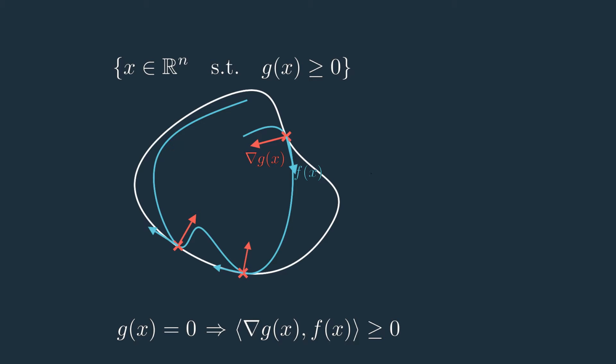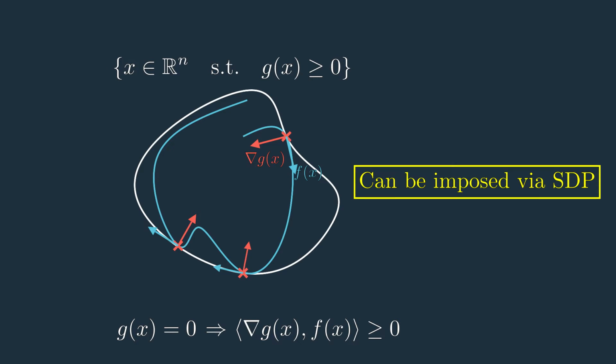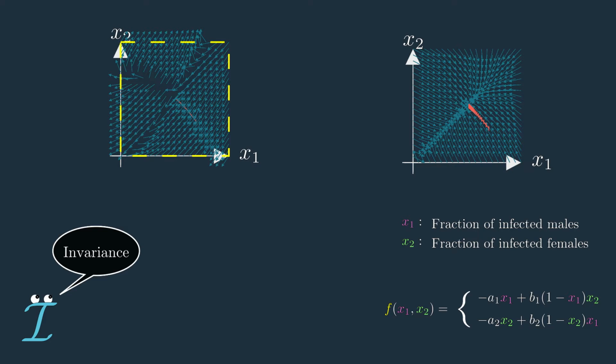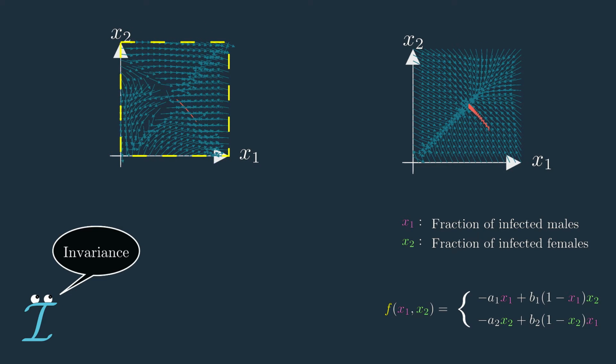As you can see, what I need to impose now is that some quantity that depends linearly on my vector field should be negative on some regions of the space defined by the polynomial equality g of x equals 0. And this is exactly the kind of constraints that sum of squares techniques can handle, so I can impose this condition via semi-definite programming. So I do exactly that, and I get the following vector field, and as you can see now, the arrows are pointing inside of the unit box.